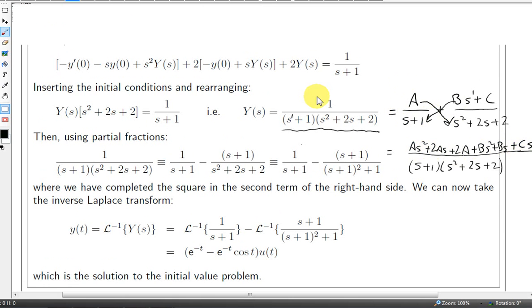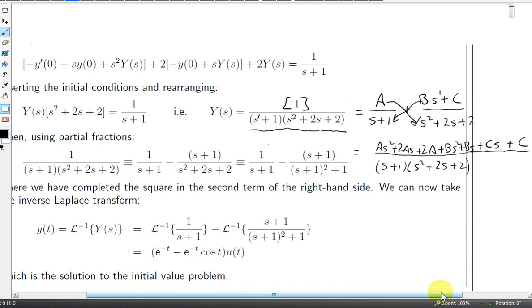And all of this numerator must equal 1. So let's see that. We have as squared plus 2as plus 2a. Then we have bs times s, that's bs squared. Bs times 1 is bs. Then we have c times s plus c times 1. So we can see that the s squared terms must give us 0 for this identity. All of this here must equal 1. So we see that a plus b must equal 0.